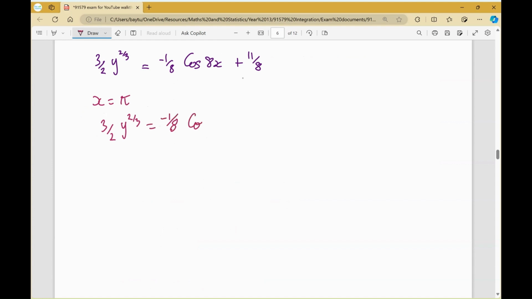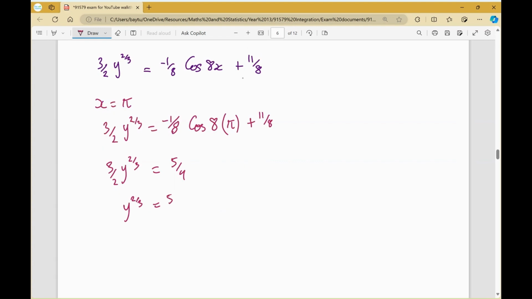Minus 1/8 cos 8 pi plus 11/8. So we can work out what we get on the whole of that side, because that's all numbers, and that is 5/4. So 3/2 y to the power 2/3 equals 5/4. So y to the power of 2/3 then will equal 5/6. So just dividing both sides by 3/2.